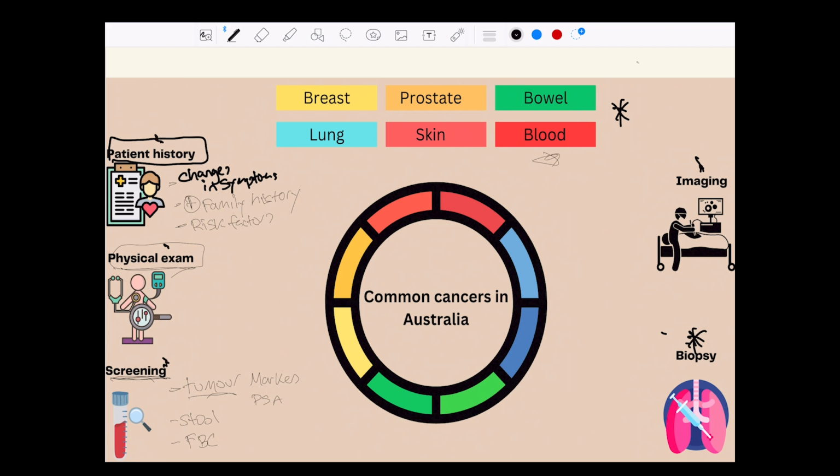Genetic screening, so this would be looking at predispositions for certain cancers. An example would be BRCA, and that is what I'll come back to when we look at the breast cancers. Another example of screening would be urinalyses.